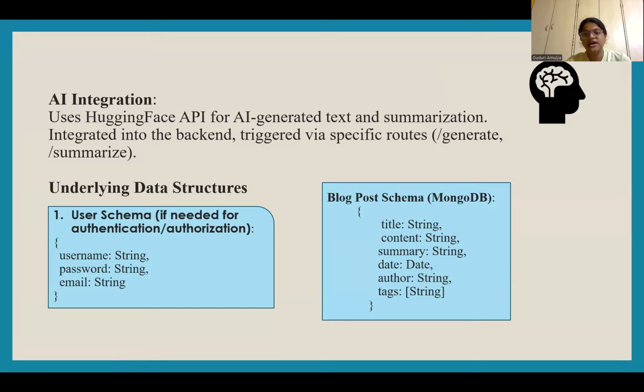So the underlying data structures of MongoDB for the user authentication would be username, a string, password string, and email string. And the blog post schema would be title string, content string, summary would be string, date would be the date on which the blog would be created, and the author would be the string, and tags.